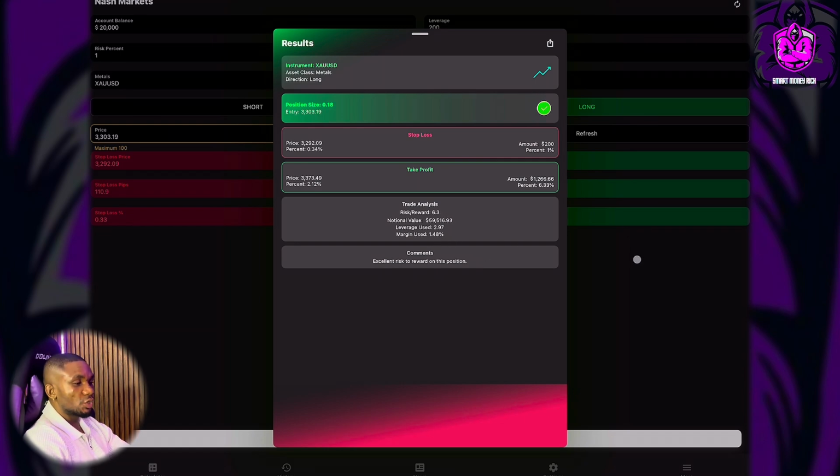So this is actually how you calculate your pip on gold. This is how you calculate your lot size on gold. Hope this video actually helped you.